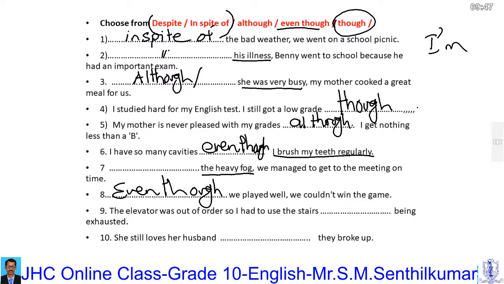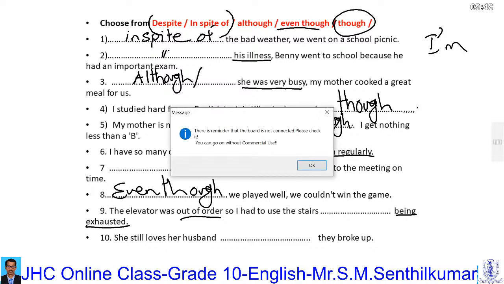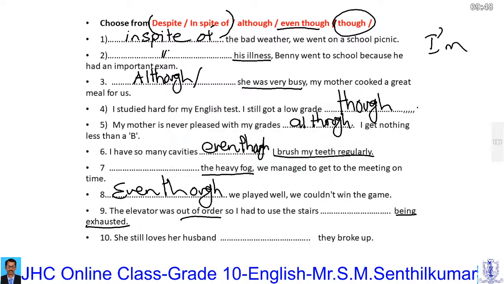Next one. The elevator was out of order. What do you mean by out of order? So I had to use the stairs being exhausted. No, in spite of being. The in spite of phrase takes being.